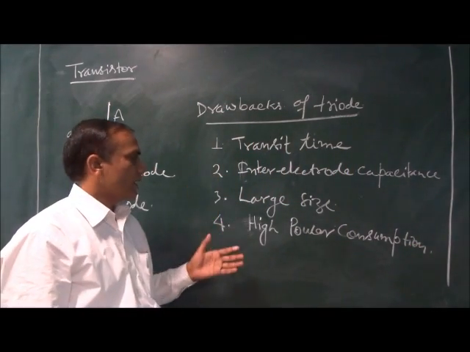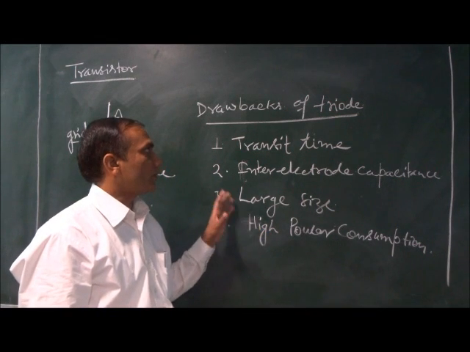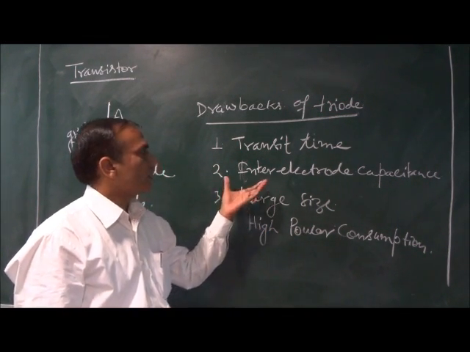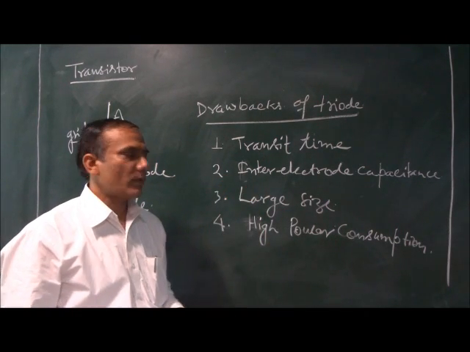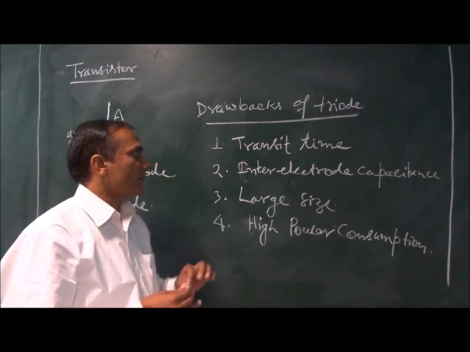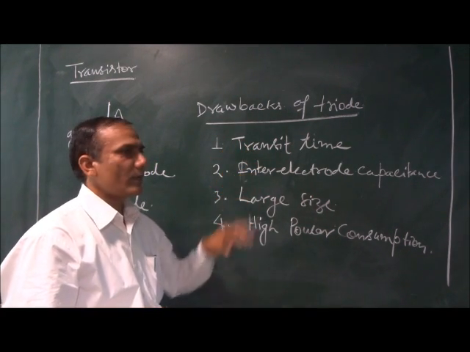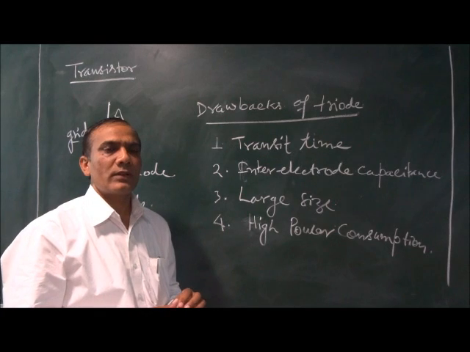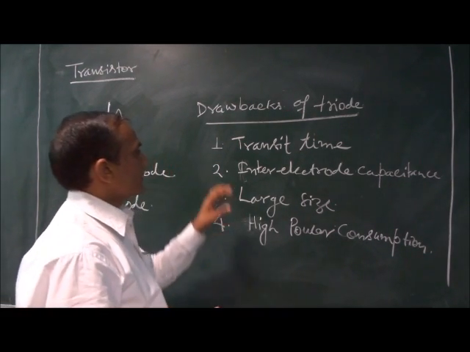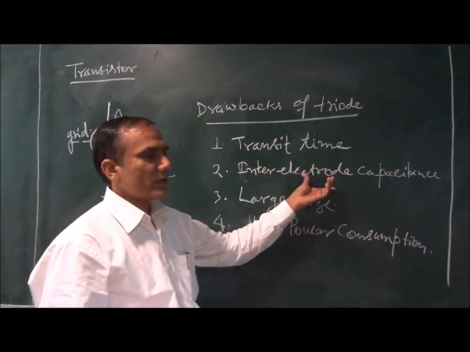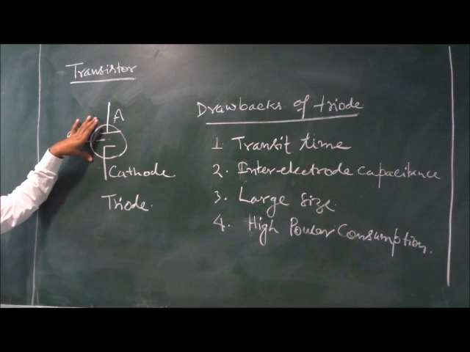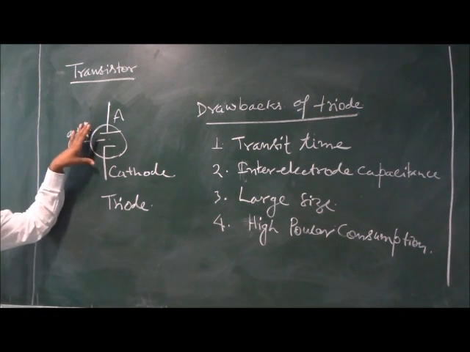Basically these were the drawbacks of the triode valve, especially when we were using these tubes at high frequency. The first one, the transit time, was a drawback at higher frequency. Then the inter-electrode capacitance: as you can see here, this was a glass tube and it had a cylindrical shape.